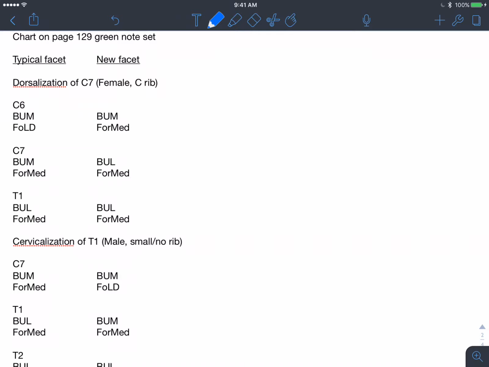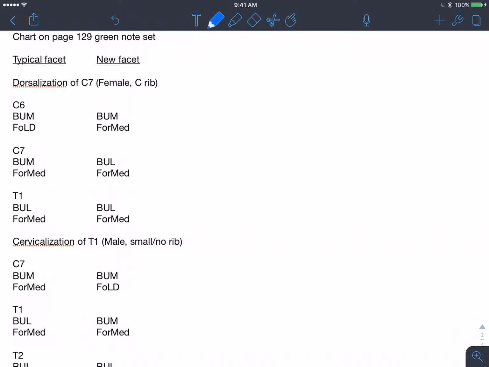If you don't know what the typicals are, this is going to be pretty hard to calculate what the new ones are going to be. So take a look at page 129. So let's first look at dorsalization of C7. This trend is going to follow throughout the spinal column, the cervicals, thoracics, and then lumbars.